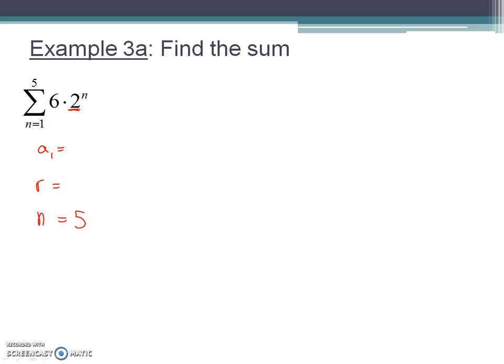R, recall from the previous videos, is the base of the exponent. So r is quite simply 2. And a sub 1 we will find by plugging in 1 to the sequence. So we get 12. So S sub n equals, plug and go. So S sub 5, the fifth partial sum of this.